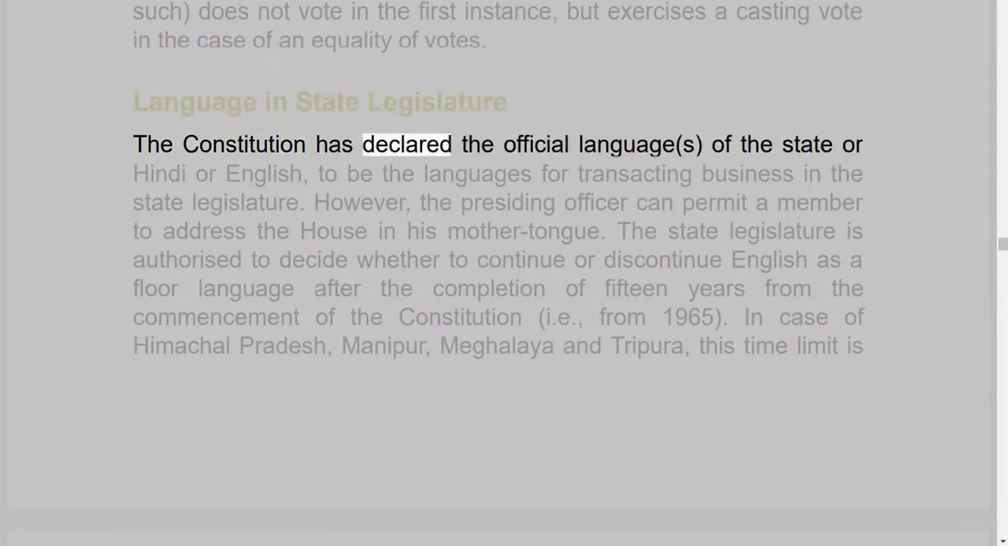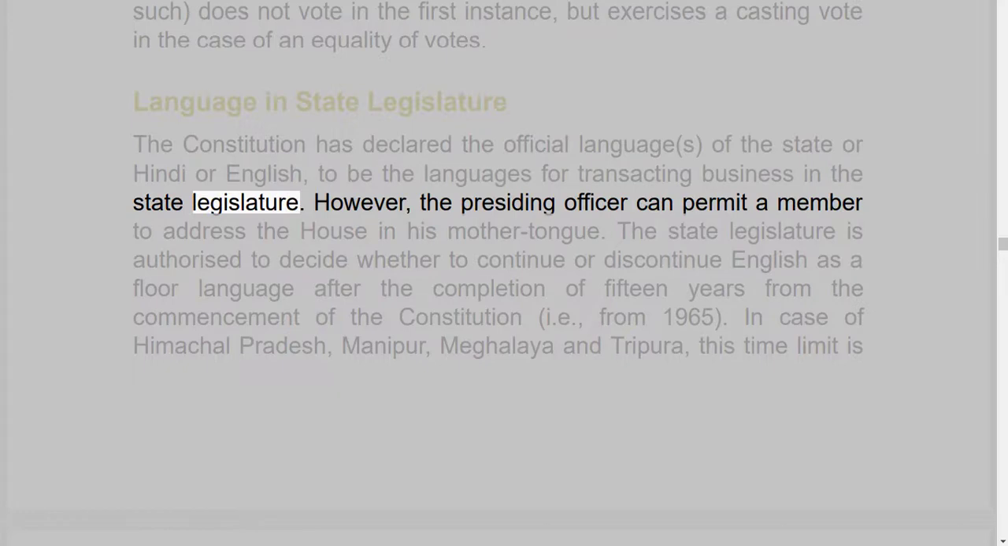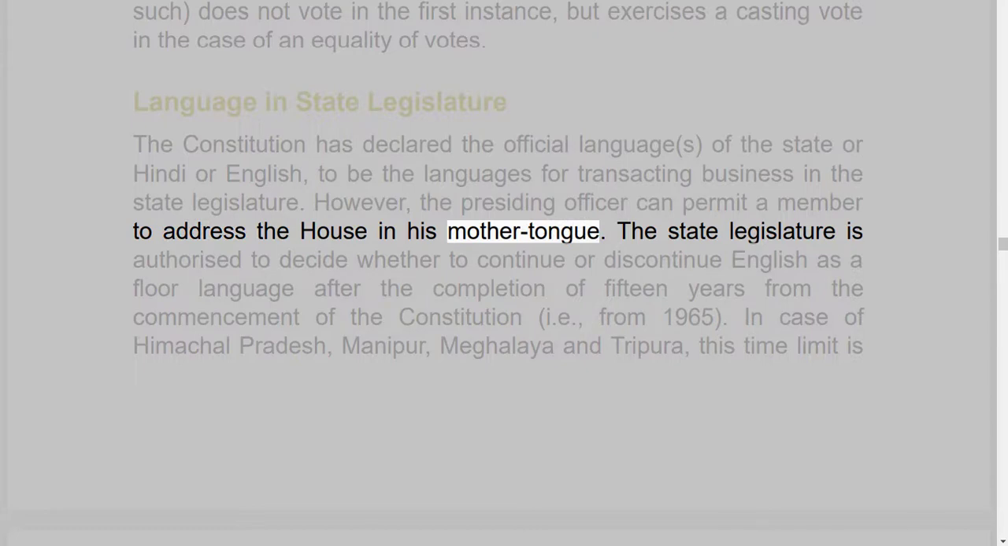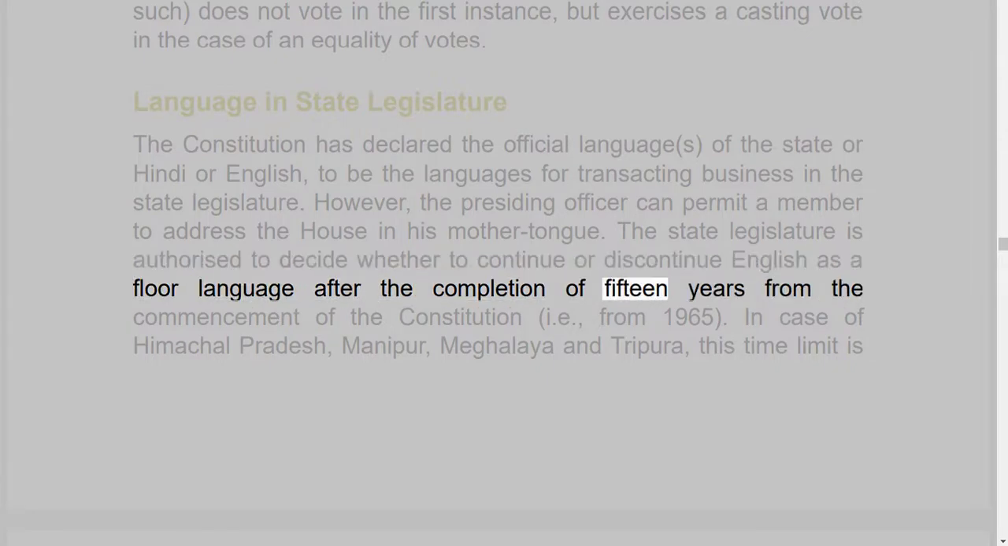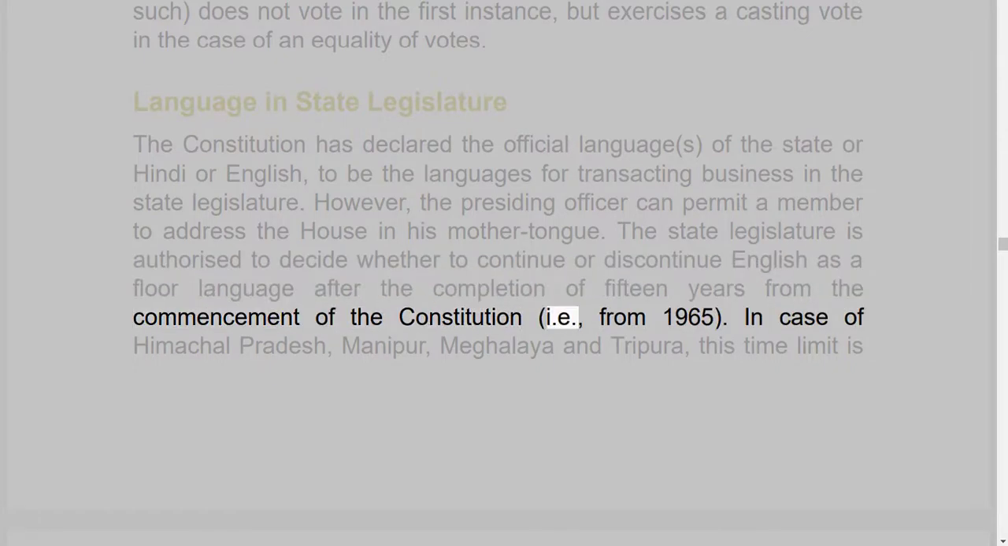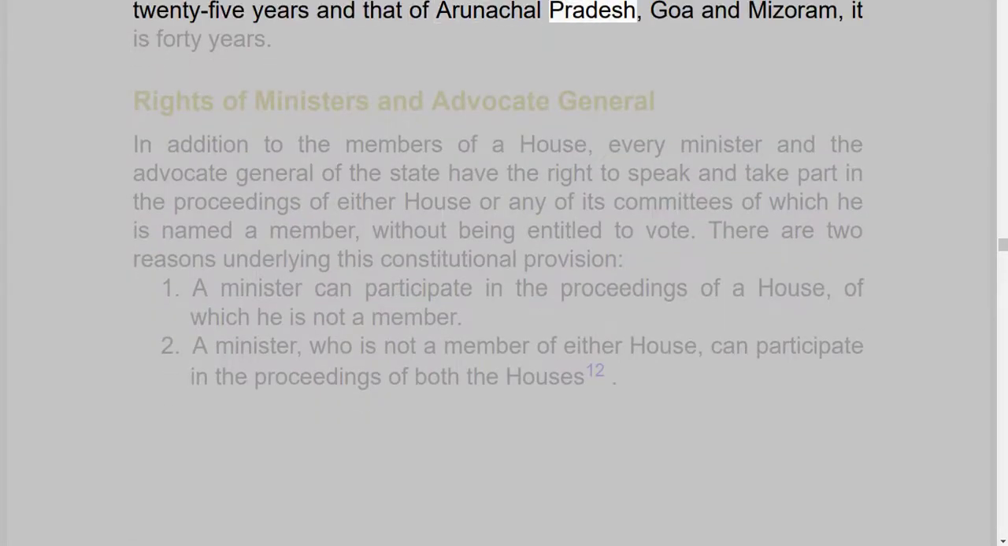Language in State Legislature. The Constitution has declared the official languages of the state, or Hindi or English, to be the languages for transacting business in the state legislature. However, the presiding officer can permit a member to address the House in his mother tongue. The state legislature is authorized to decide whether to continue or discontinue English as a floor language after the completion of 15 years from the commencement of the Constitution, i.e., from 1965. In case of Himachal Pradesh, Manipur, Meghalaya and Tripura, this time limit is 25 years, and that of Arunachal Pradesh, Goa and Mizoram, it is 40 years.